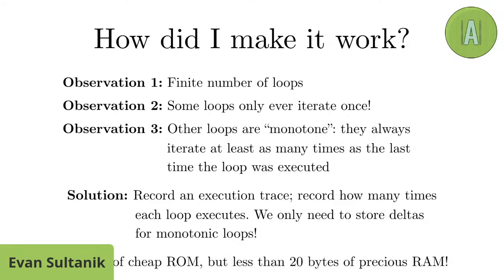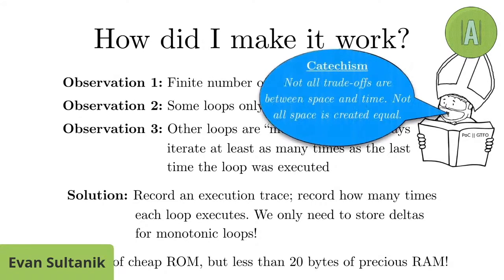This uses lots and lots of cheap ROM. It's cheap because now we can page it in and out using our mapper. And the only RAM it requires is less than 20 bytes. So like orders of magnitude decrease in RAM usage. So the lesson here is that not all trade-offs are between space and time, and not all space is created equal.